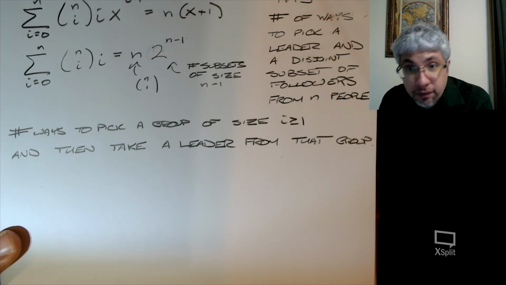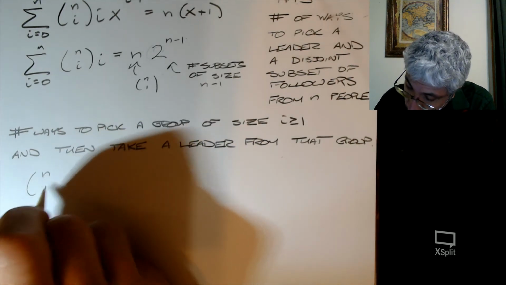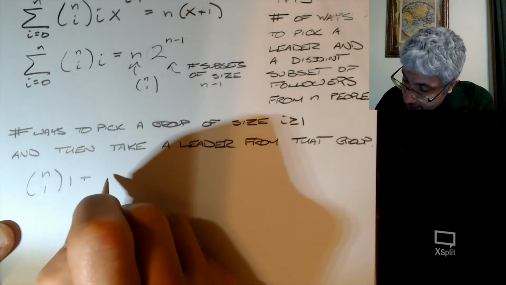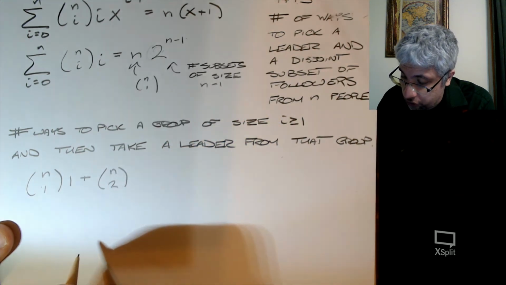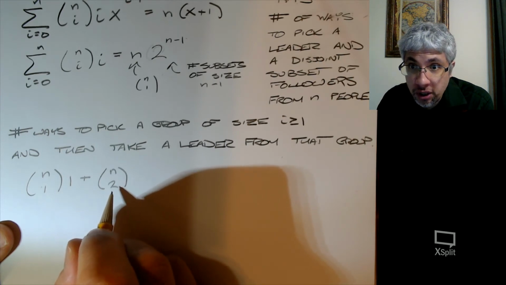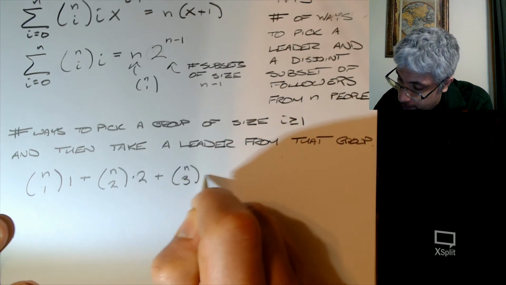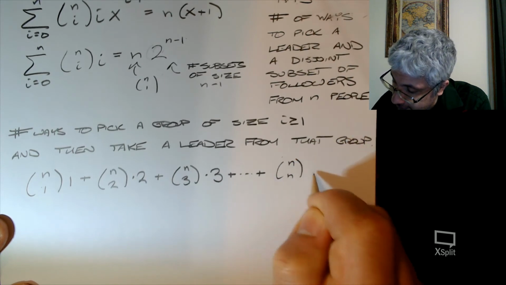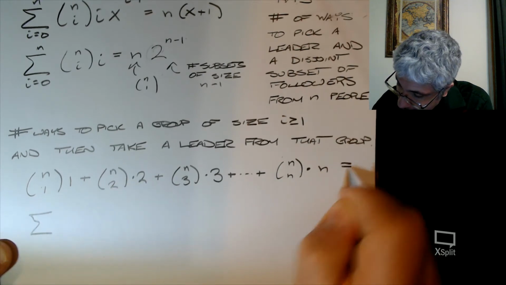Okay, so the number of ways we could pick a group of size i greater than or equal to 1 and then take a leader from that group. Well, we have n different people, so either we could take a group of size 1 and then take one person, the only choice I have, to be the leader, or I could take a group of size 2 and then from the 2 people I have to choose one of the 2, so 2 choices. Or I could take a group of size 3 and then I'd get 3 choices, or I could take a group of size n and then get n choices. So I put this together, and what does that equal?